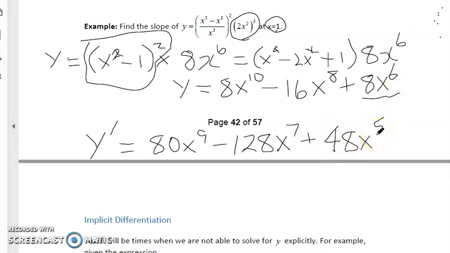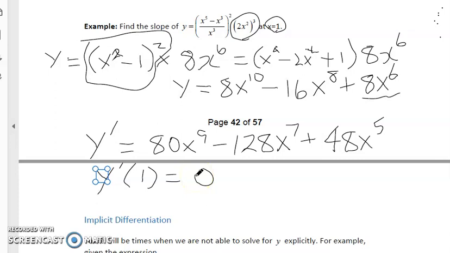And there's your derivative. Now, plugging in 1 is probably the easiest number you're ever going to plug in, because all that happens is all of these x to the 9s and x to the 7s and x to the 5s, they all just turn into 1. So your derivative, y prime of 1, is really equal to 80 minus 128 plus 48. Let me see. I wonder what that's going to become. 0. Well, by golly, look at that. There's your derivative.